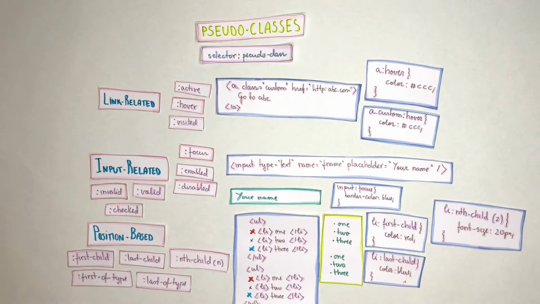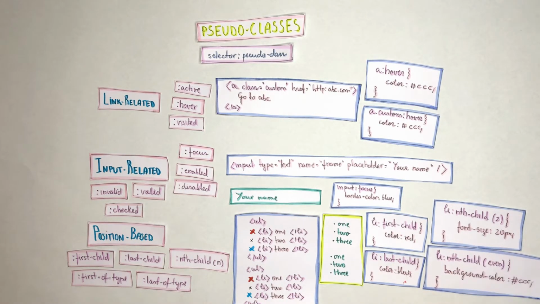If we want to select all the elements that are in an even position inside the parent, we can use nth-child with even as a parameter. And same thing if we want to select the ones that are in the odd positions.